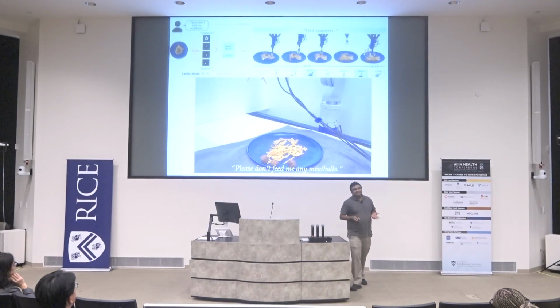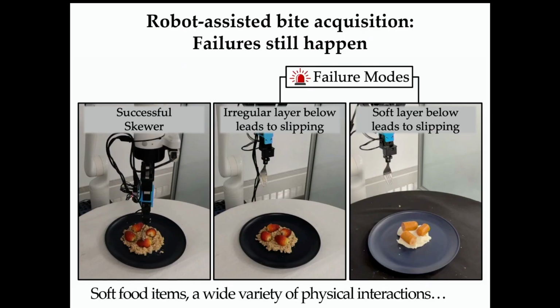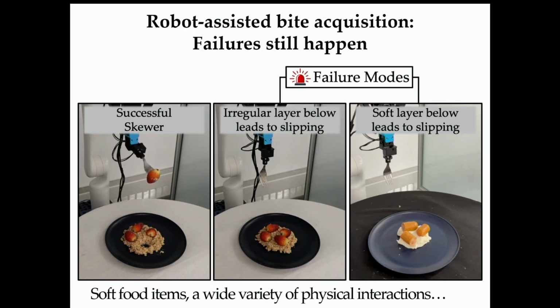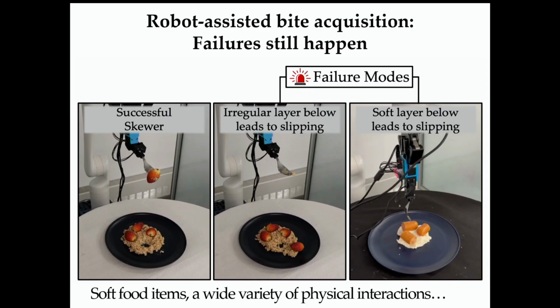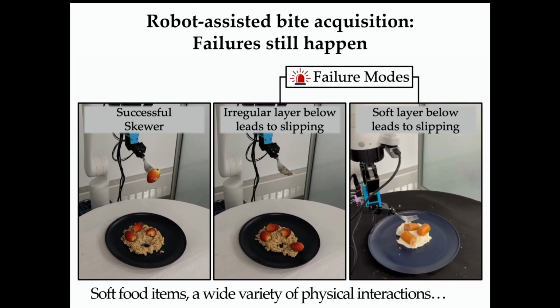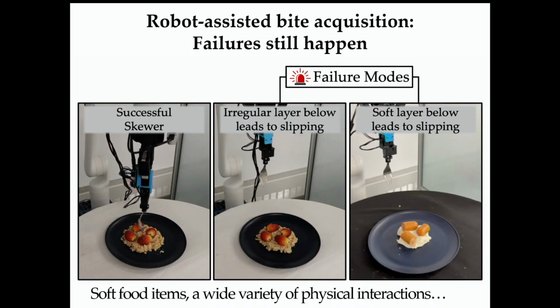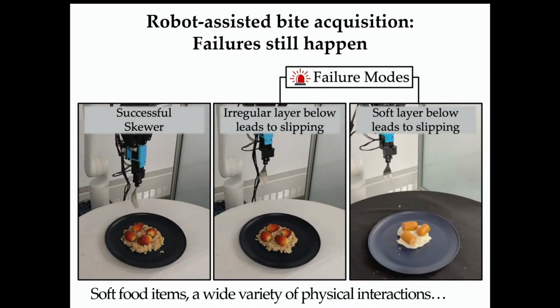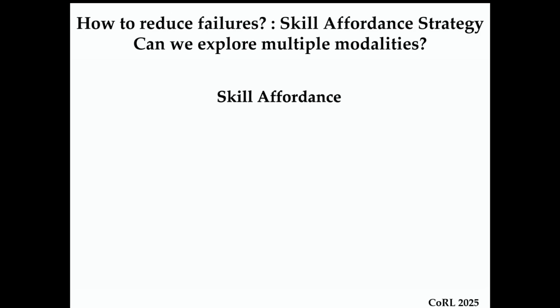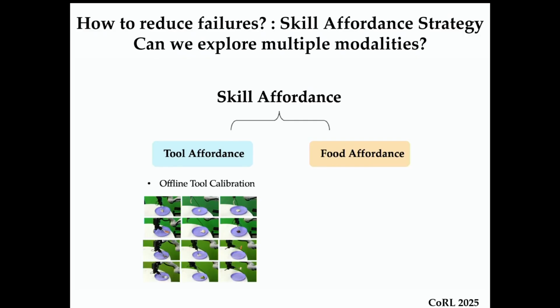But did we solve it? No. Failures still happen. One of the things we identified was that all these visual language models and large language models were mostly reliant on vision alone. If you think about eating food, you also feel what you are touching, especially across the wide number of meals that can happen. So to extend this work, let's add what is called skill affordance, which is a tool affordance, what can a tool do, and food affordance, which is what does a food allow?